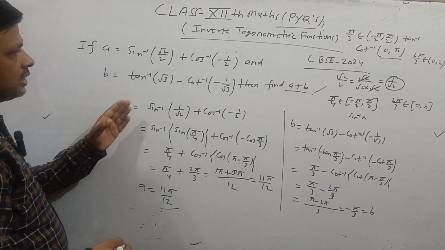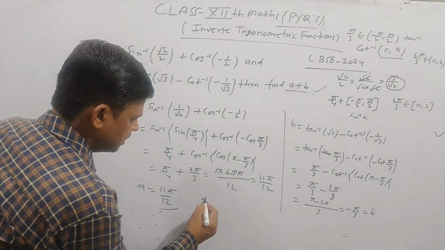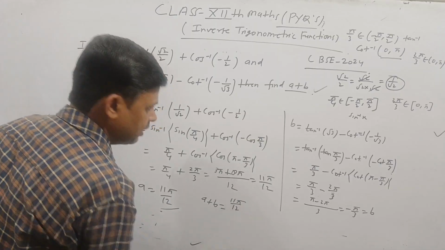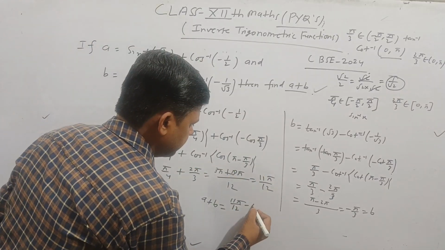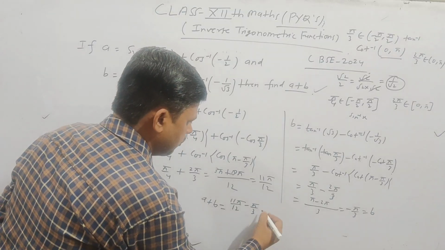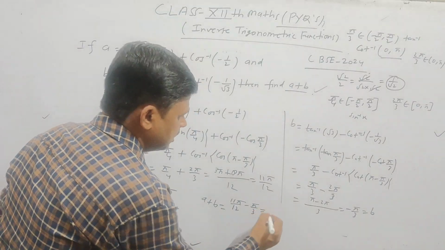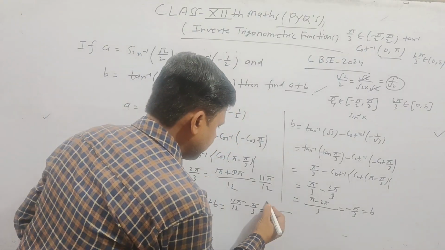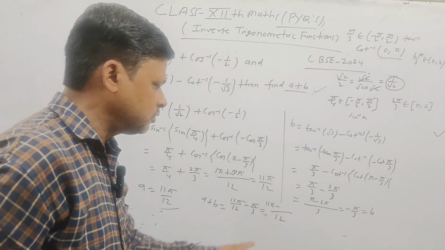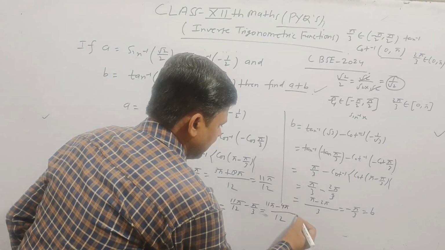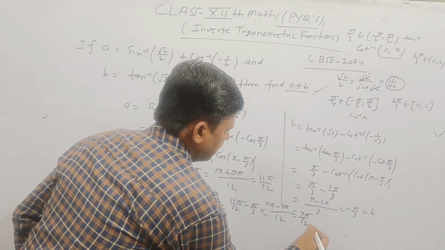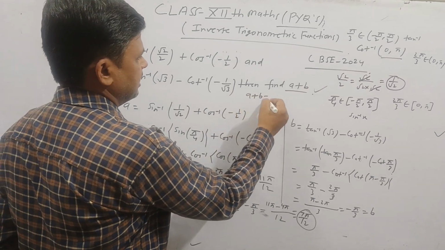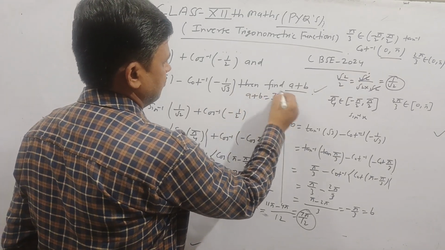Now we have to find A plus B. A is 11 pi by 12, and B is minus pi by 3. Obviously, what is the LCM of 3 and 12? It is again 12. So it will be 11 pi minus 3 4s are 12, 4 pi. So your final answer is 7 pi by 12. What is A plus B? A plus B is 7 pi by 12.